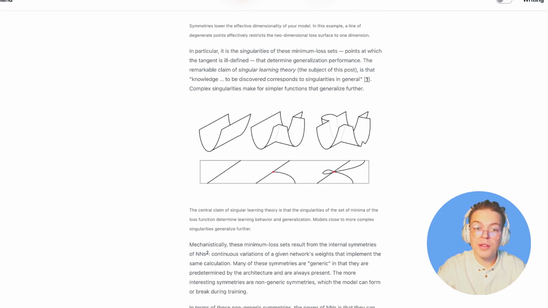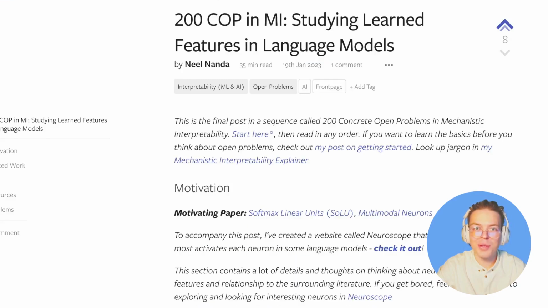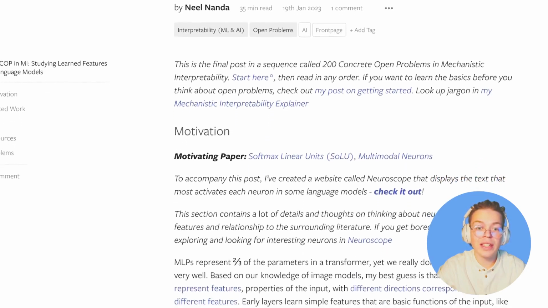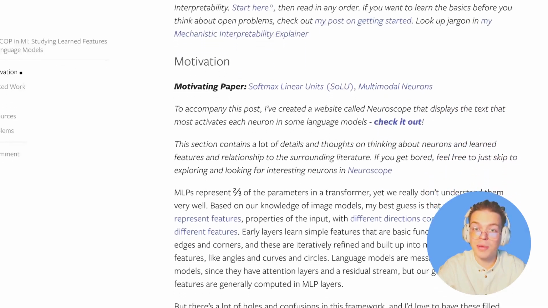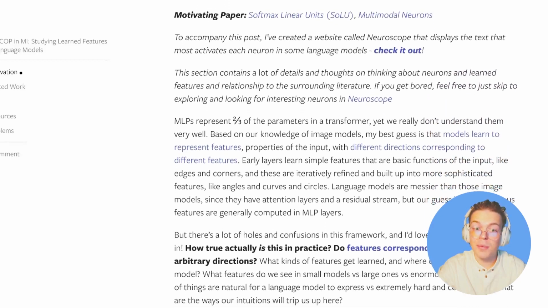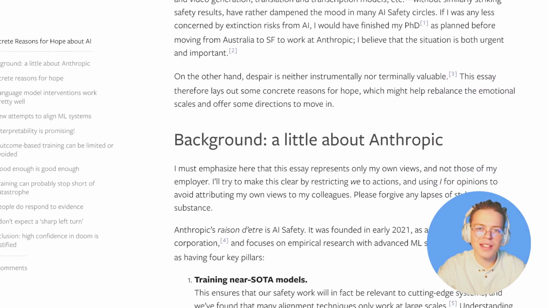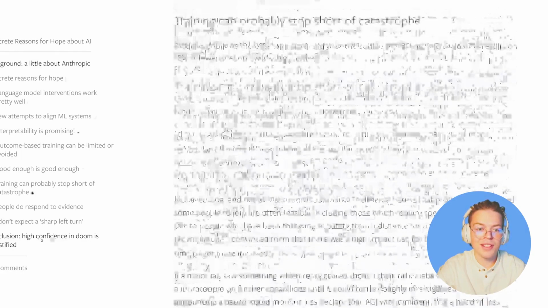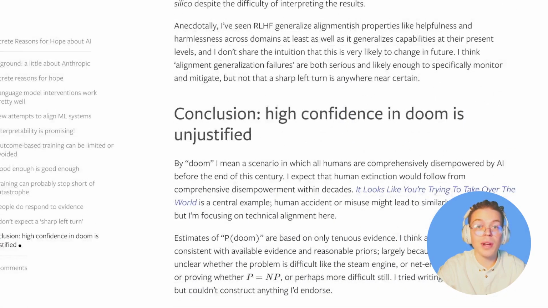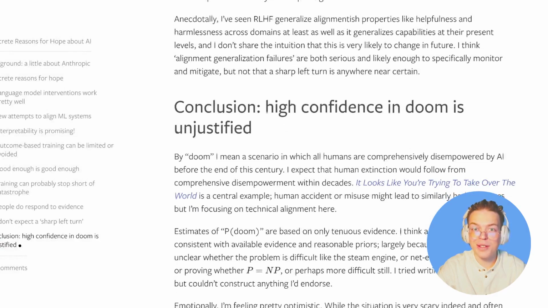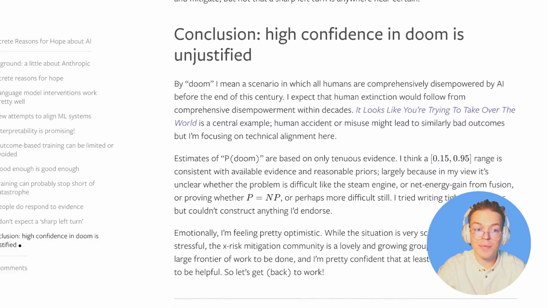Neil Nanda also shares more ideas for his series of posts, which introduce 200 problems or ideas in mechanistic interpretability. And Hatfield Dodds from Anthropic shares reasons for hope in AI and claims that high confidence in doom is unjustified, which in general is quite an interesting claim when he's working at Anthropic with some of the state-of-the-art models.